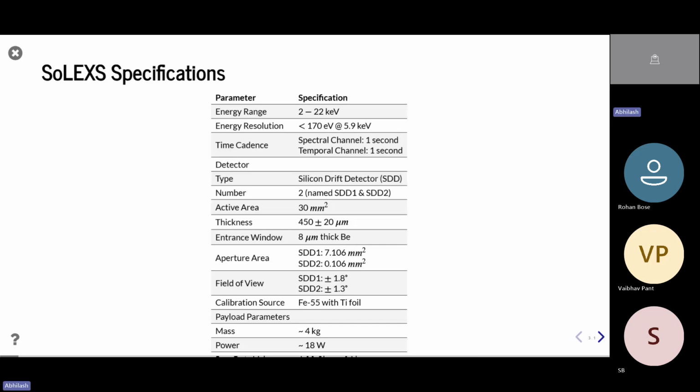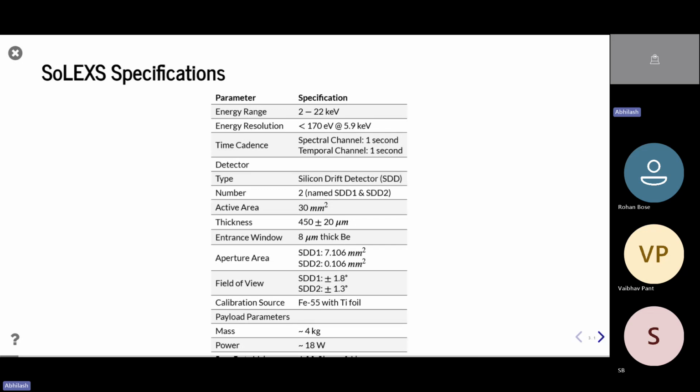Okay, so of course we are using silicon drift detectors. We are using two detectors, which we call SDD1 and SDD2. Whenever you want, you can download the SOLEX data from July 2024 to December 2024. And the naming we follow is one detector called SDD1 and another called SDD2.